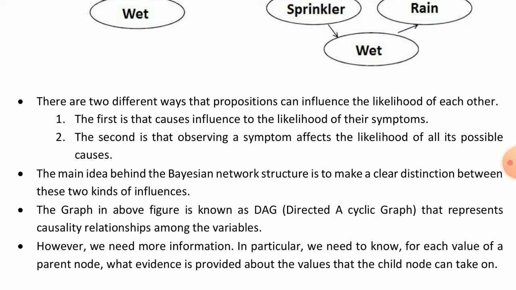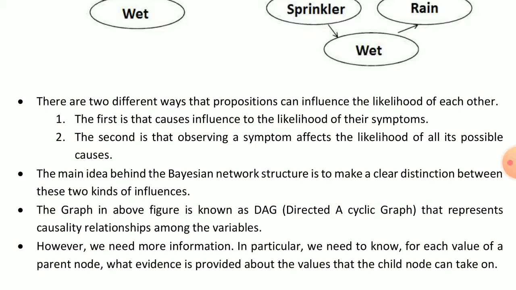Now the main idea behind the Bayesian network structure is to make a clear distinction between these two kinds of influence. We can make the clear distinction, meaning a clear concept of what the system means. Here we can make some structure and then we can find out the influences.